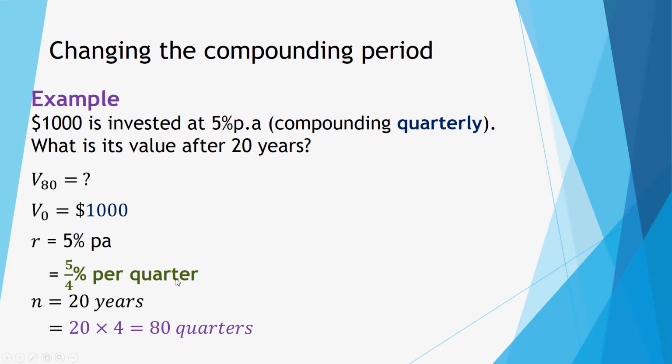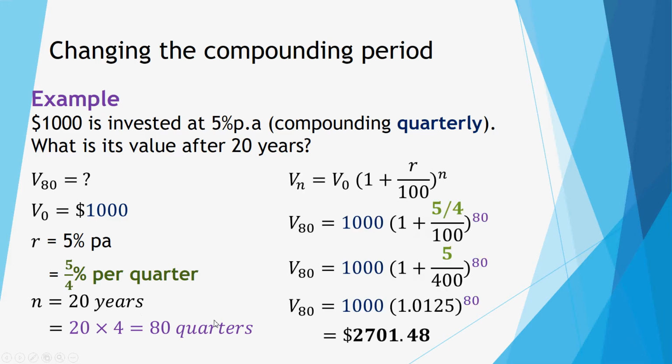Now that our rates are in quarters and our terms are in quarters, we can substitute them into our equation. So the initial value is $1,000. Our rate is 5 over 4% per quarter divided by 100, and our number of terms is 80 quarters. Now this 5 over 4 over 100 is easily expressed as 5 over 400. Simple mathematics, 5 divided by 4 divided by 100 is the same as 5 divided by 400. We simply take the divide by 4 and join it in with the 100 as the denominator. Now we've got our growth factor.